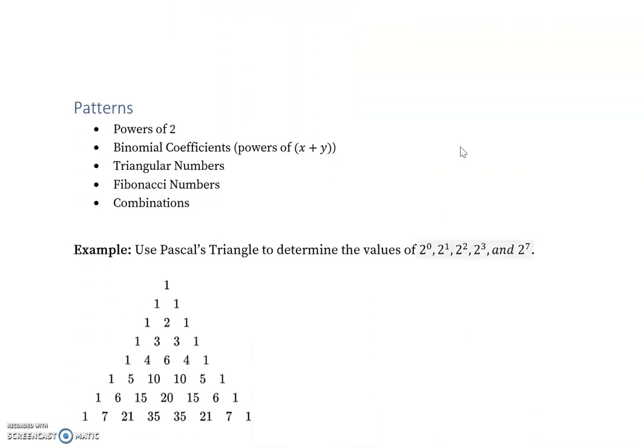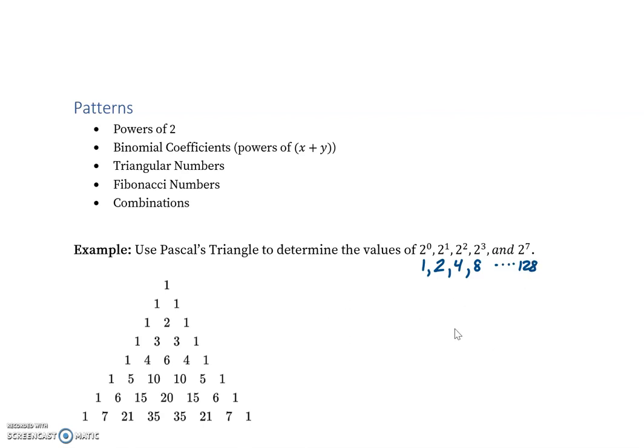So let's start off. We're going to use Pascal's triangle to determine the values of 2 to the 0, 2 to the 1st, 2 squared, 2 cubed, and 2 to the 7th. Well, we might already know what these values are. If you remember your exponents, anything to the 1st power is itself. So 2 to the 1st is just 2. Anything to the 0 power is 1. 2 squared is just 2 times 2, so that's 4. 2 cubed is going to be 8. And down the line, 2 to the 7th, let's see, I believe this is 128.